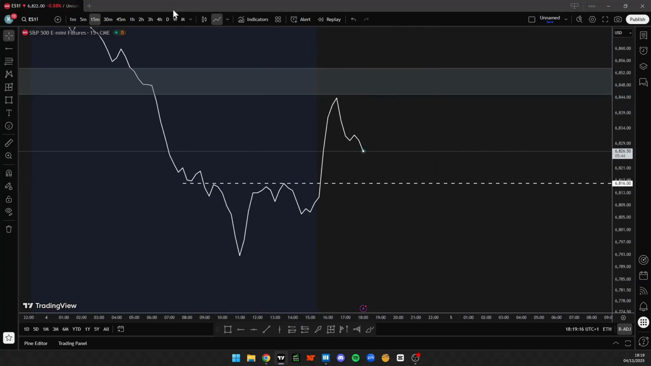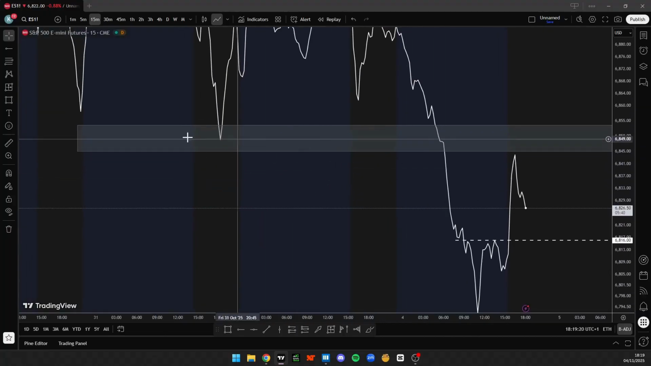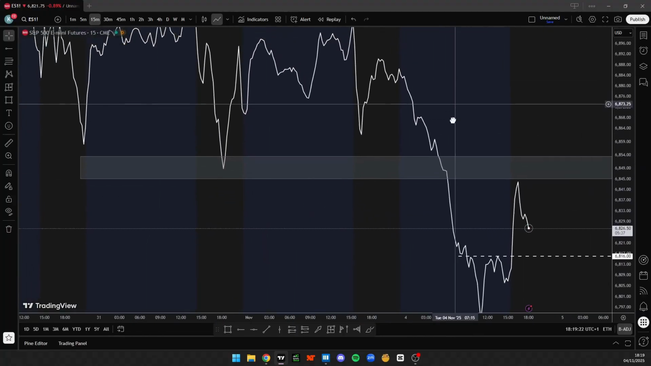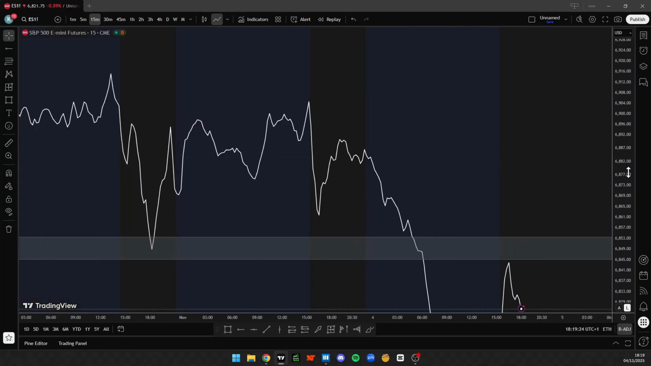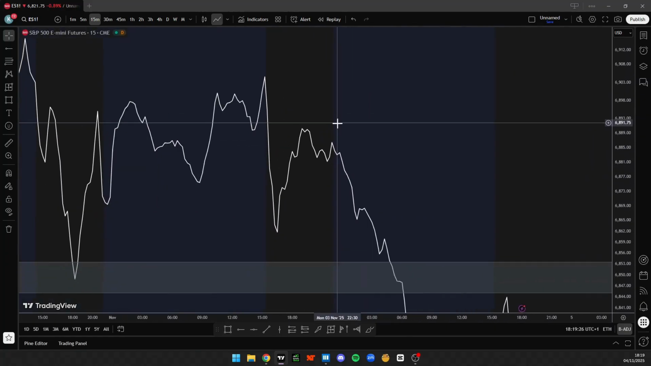So these were the levels that I had for today, but pretty much just this one and this one, right? And as you can see, this level is made in the pre-market, and this level was made from the past couple of sessions. So let's go now to yesterday and see what happened there.